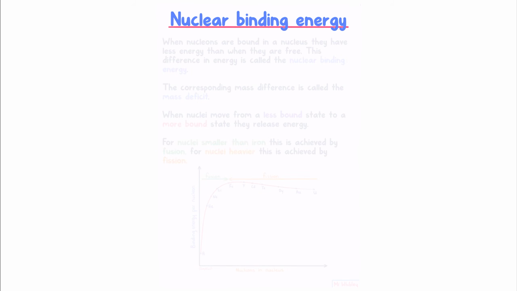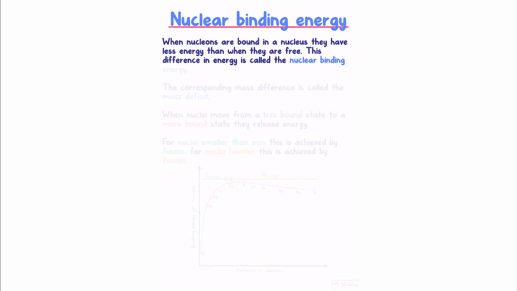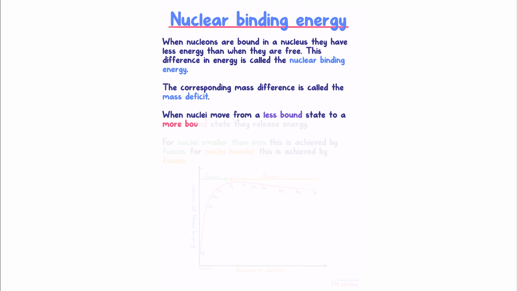Nuclear binding energy. When nucleons are bound in a nucleus, they have less energy than when they are free. This difference in energy is called the nuclear binding energy. The corresponding mass difference is called the mass deficit. When nuclei move from a less bound state to a more bound state, they release energy. For nuclei smaller than iron, this is achieved by fusion. For nuclei heavier, this is achieved by fission.